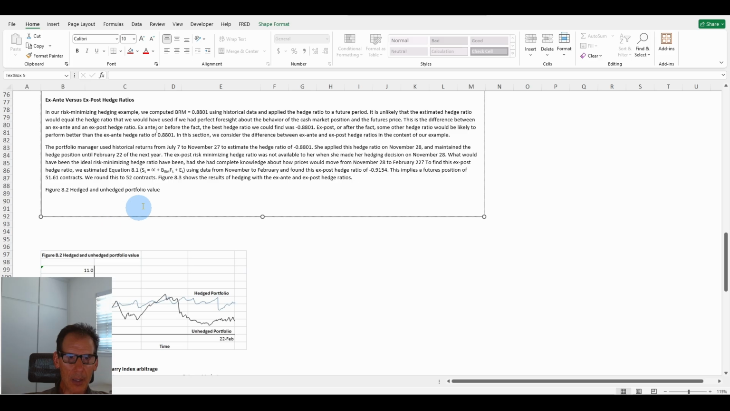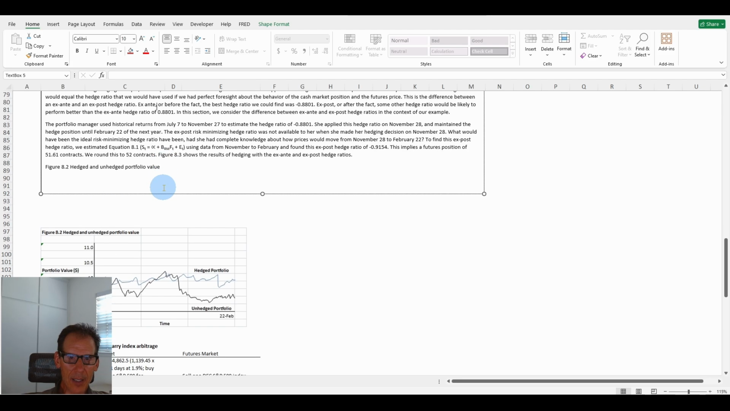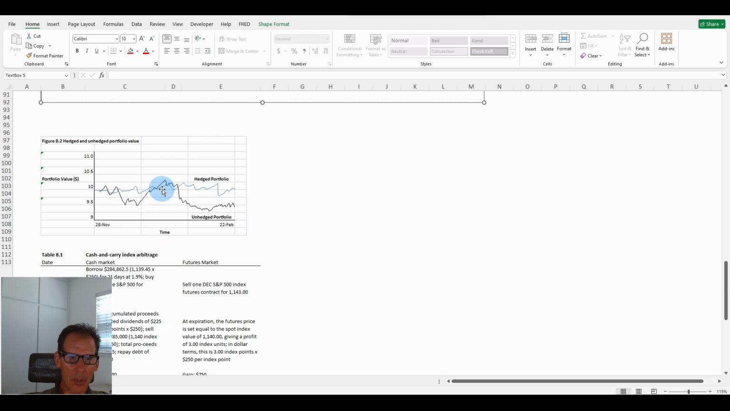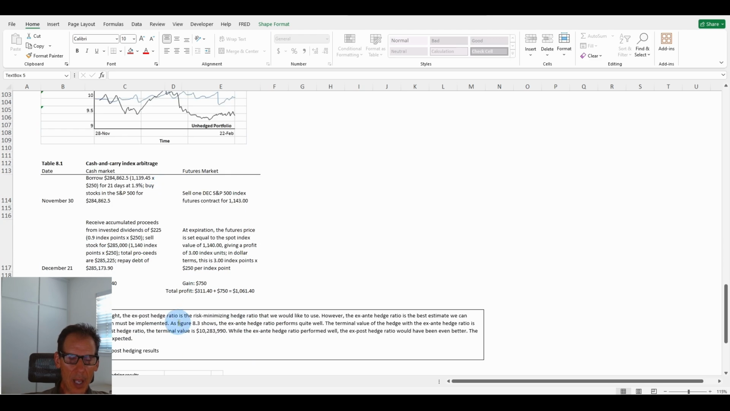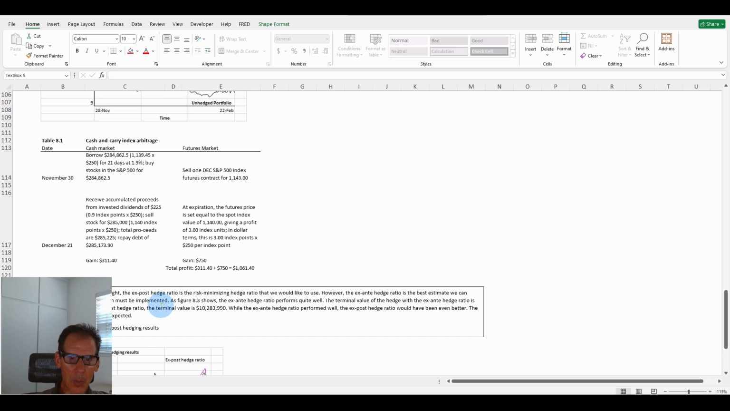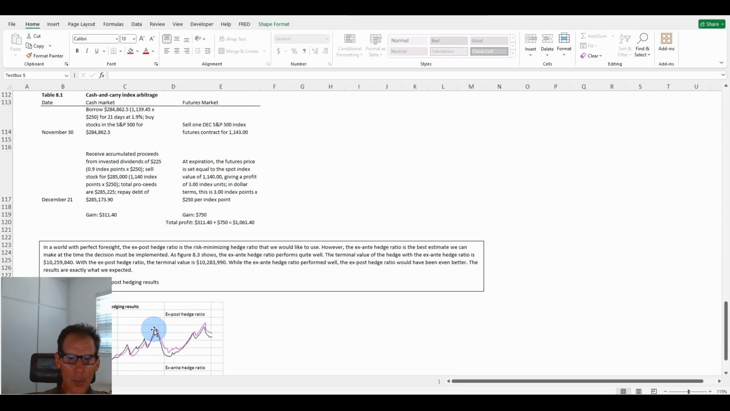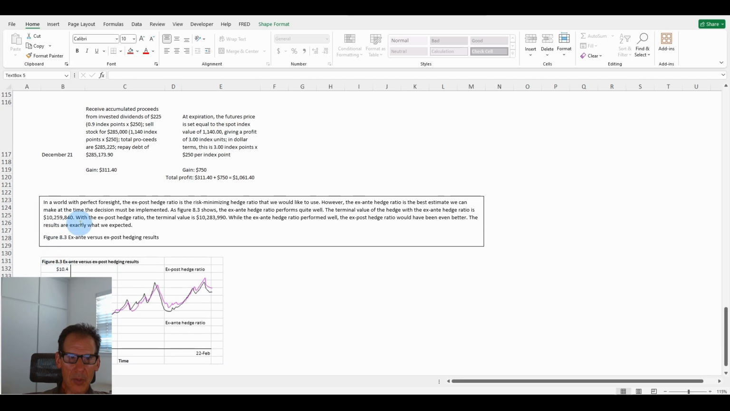Figure 8.3 shows the results of hedging with the ex-ante and ex-post hedge ratio. Well, it's going to show you better results. In the real world, the ex-post hedge ratio is the risk minimizing hedge ratio that we would like to see. However, the ex-ante hedge ratio is the best estimate we can make at the time the decision must be implemented. Figure 8.3 shows the ex-ante ratio performs quite well. The terminal value of the hedge with the ex-ante hedge ratio is 10,259,840. With the ex-post hedge ratio, the terminal value is 10,283,99. While the ex-ante hedge performed well, the ex-post hedge would have been even better.